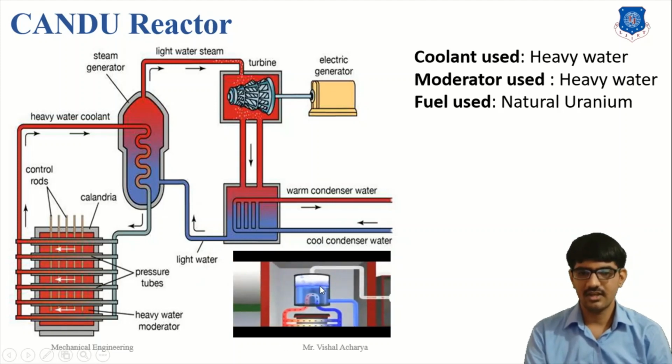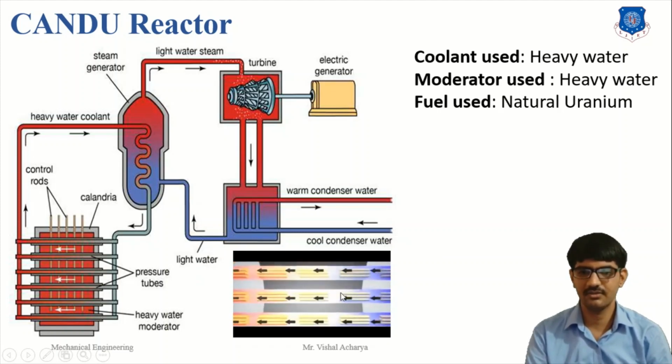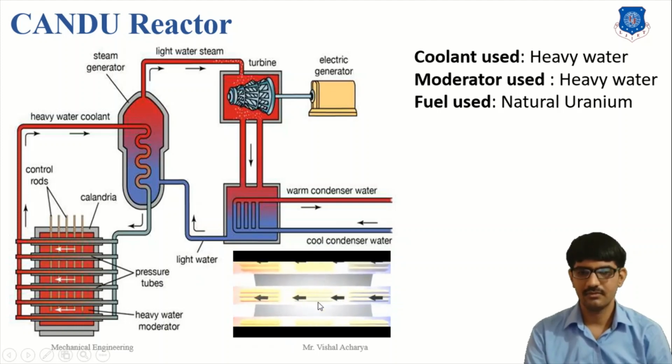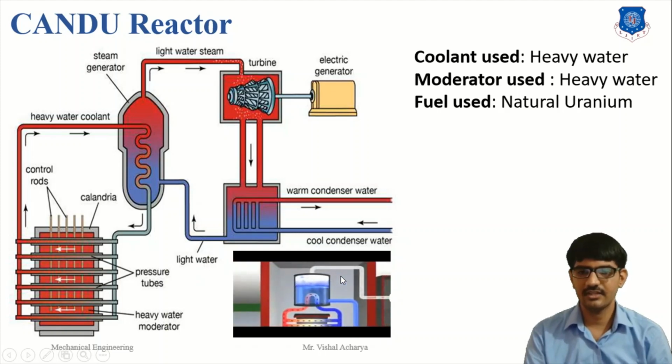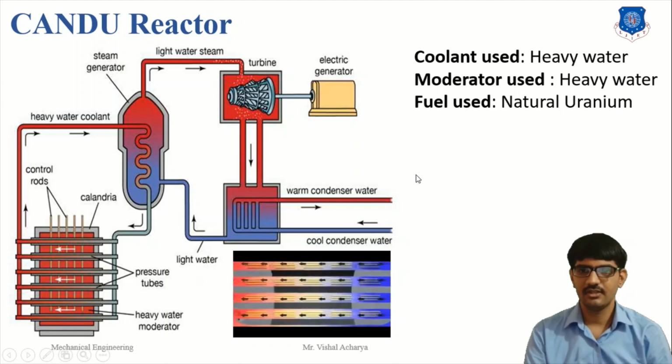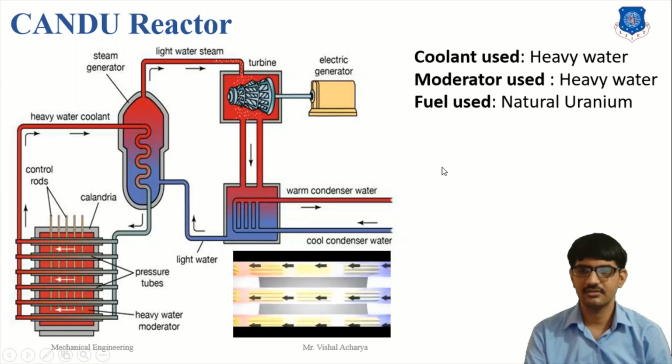Here the arrangement of the reactor is shown in the figure. The coolant is passed through between the fuel rods. This type of Candu reactor is a high pressure density reactor. It was invented by Canada.